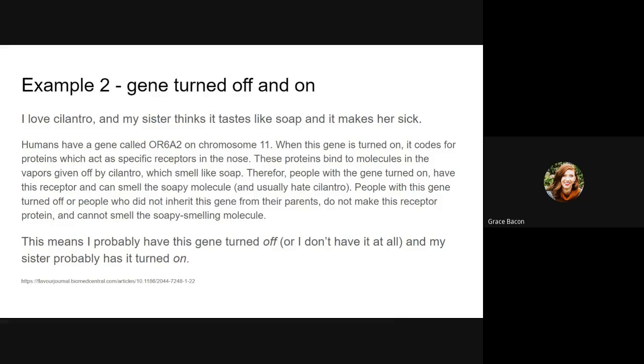So in my situation, I probably have my gene turned off because I'm not making that receptor, I'm not making the protein, so it's probably turned off. And my sister probably has it turned on because she hates cilantro and thinks it tastes like soap. So she's probably got that receptor protein. So that gene was turned on, so it made that protein, leading to that trait.